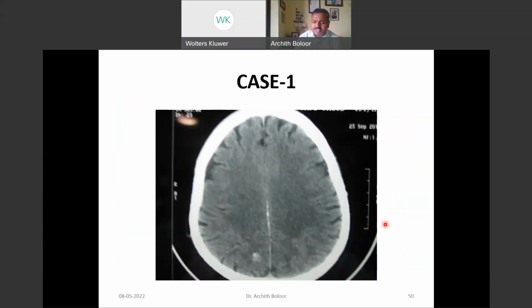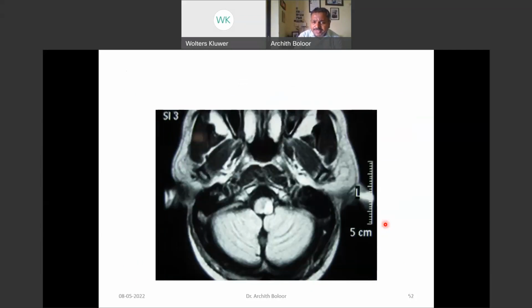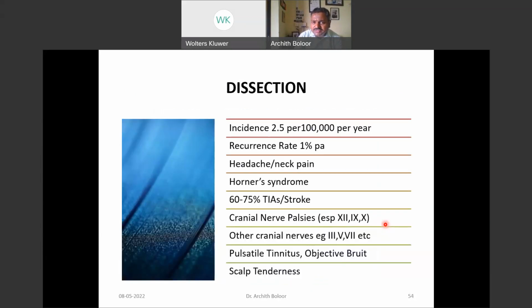So here we have a young patient who has come with stroke, and these are the images that you're seeing there, and you're seeing the hyperintensities there, and what you're doing, a digital subtraction angiography, that gives us the diagnosis of dissection. So again, a very important disease is the dissection, both carotid as well as the vertebral artery.